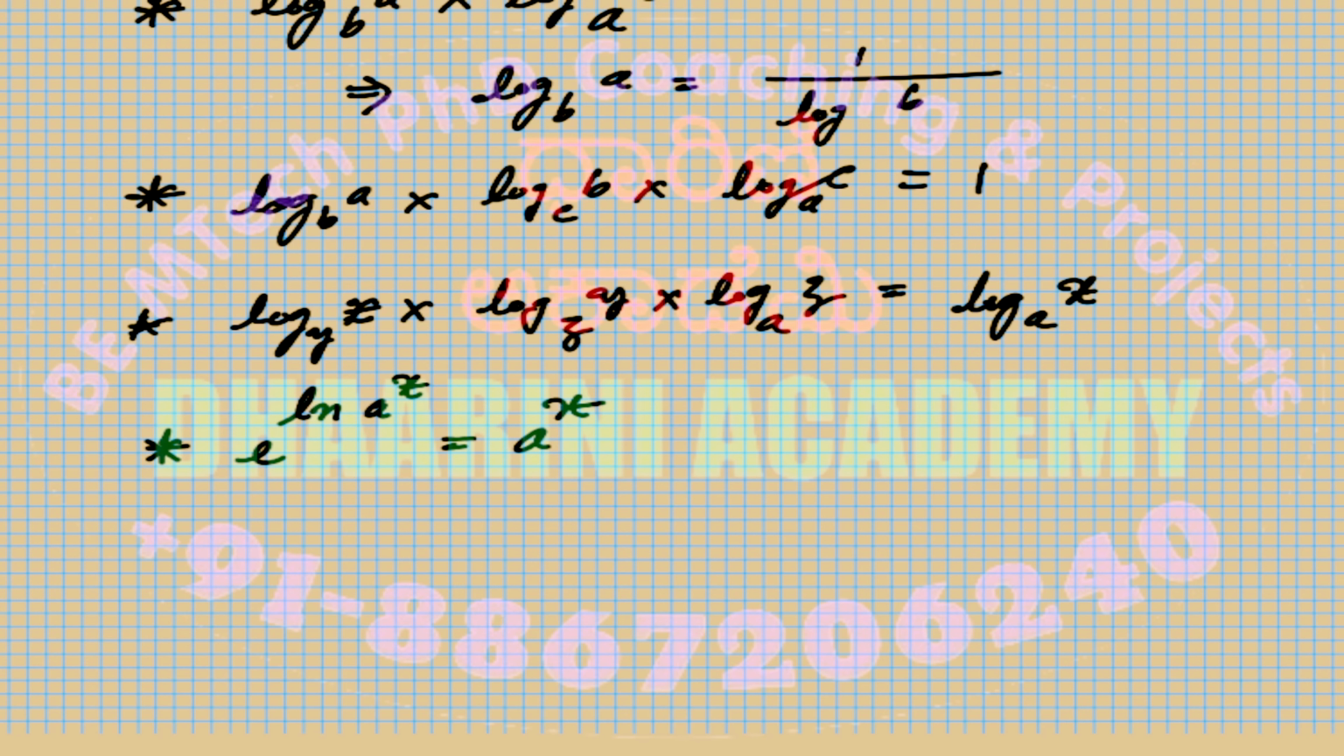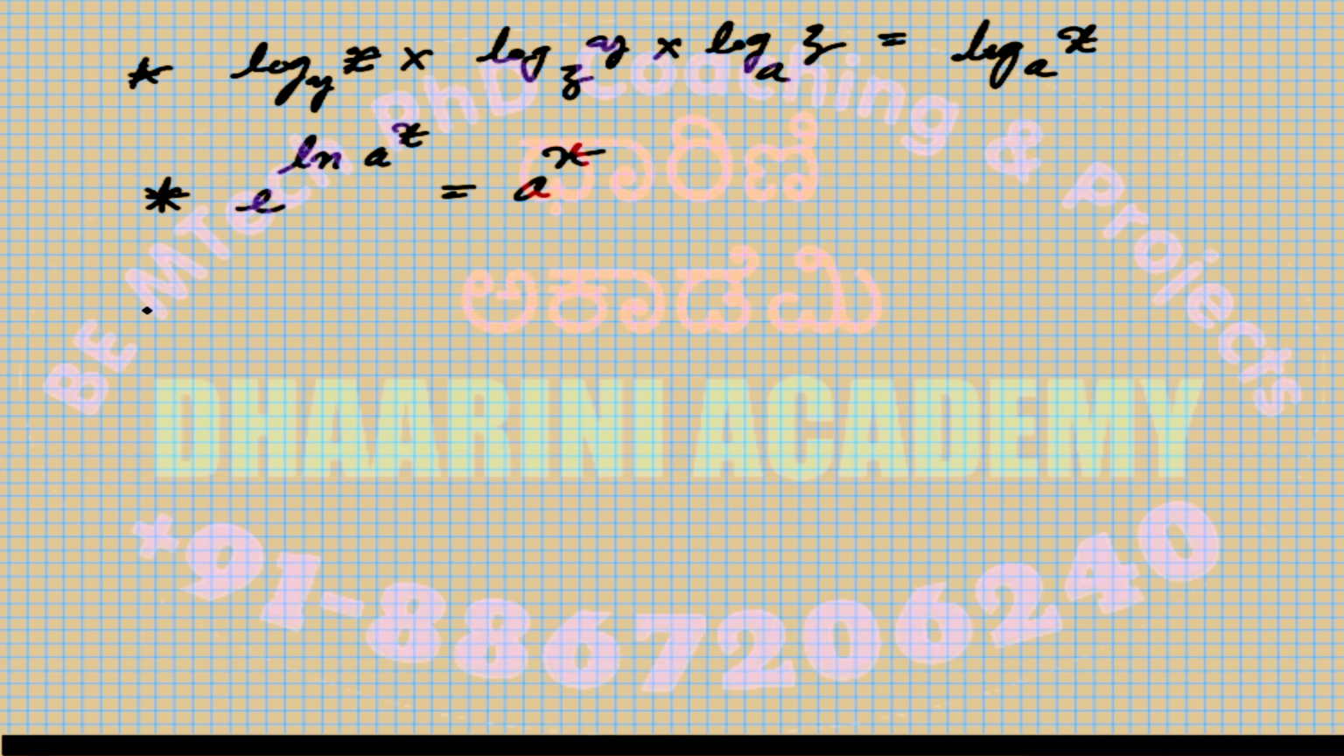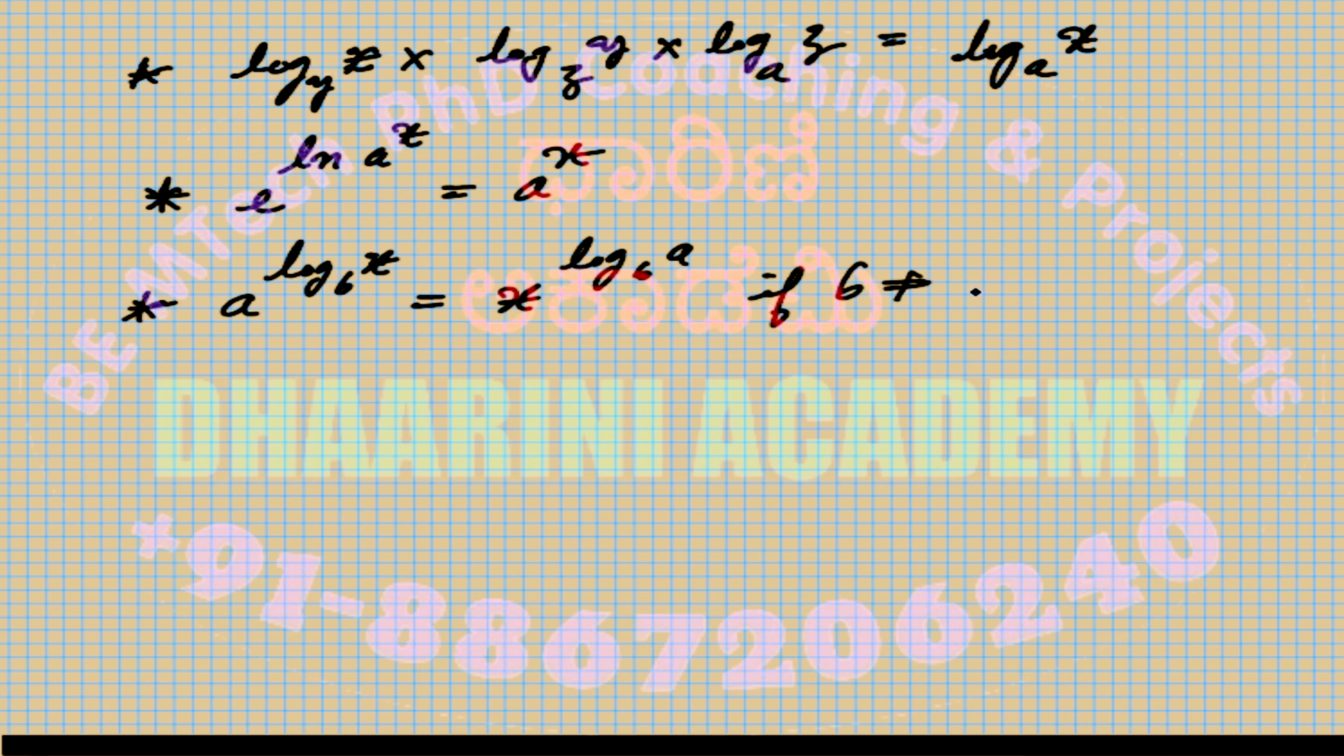All right. Then some other properties to add. If I have a to the power log to the base b of x is equal to x to the base log a to the base b. All right, this is possible if b is not equal to 1 and a comma b comma x all are positive.